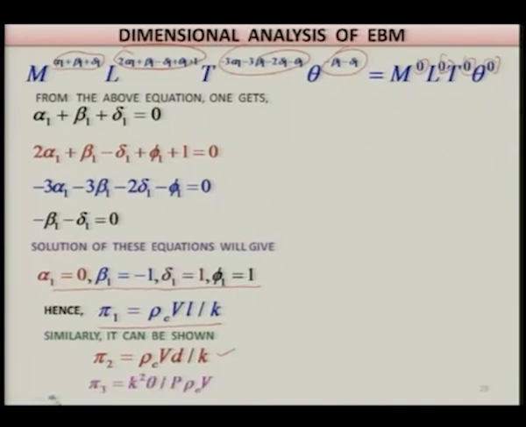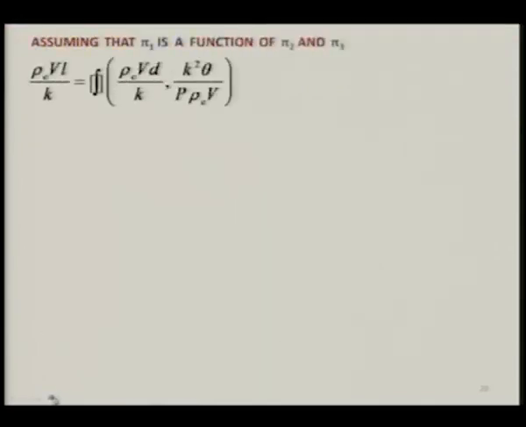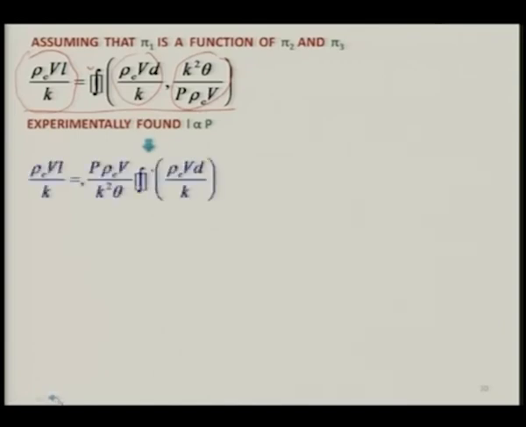Now using these 3 equations, assuming that pi 1 is a function of pi 2 and pi 3, you will get this particular equation. Here this symbol is the function, this whole of this is pi 1, this is pi 2 and this is pi 3. So you get this as a function. Now the question arises how to evaluate this particular function, because theoretically at least we do not know what this function is going to be. So researchers conducted experiments, plotted the relationship between these and found the solution for it.